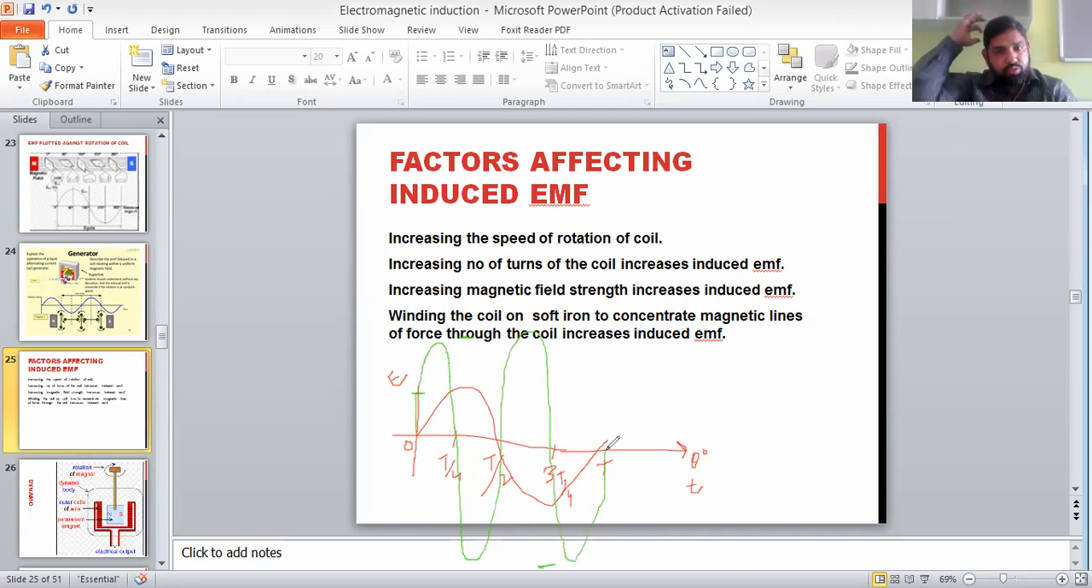So I hope you get it. We can be asked to draw another waveform on the existing layout, so we can do that. That is specifically for doubling the speed of rotation.